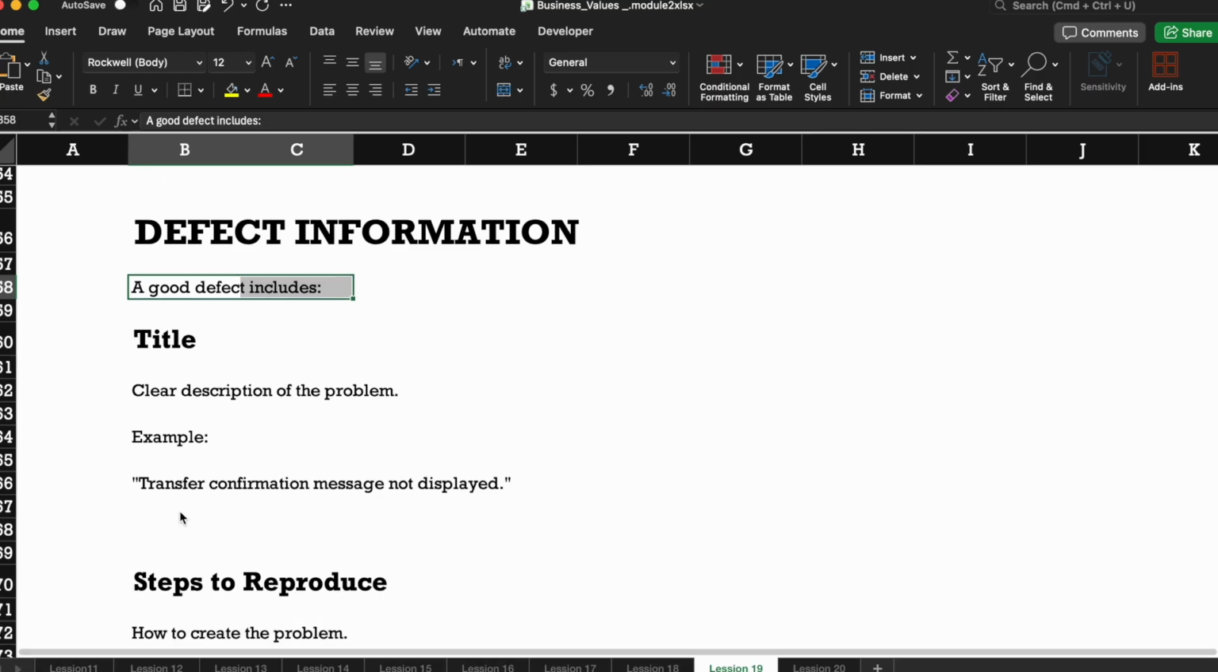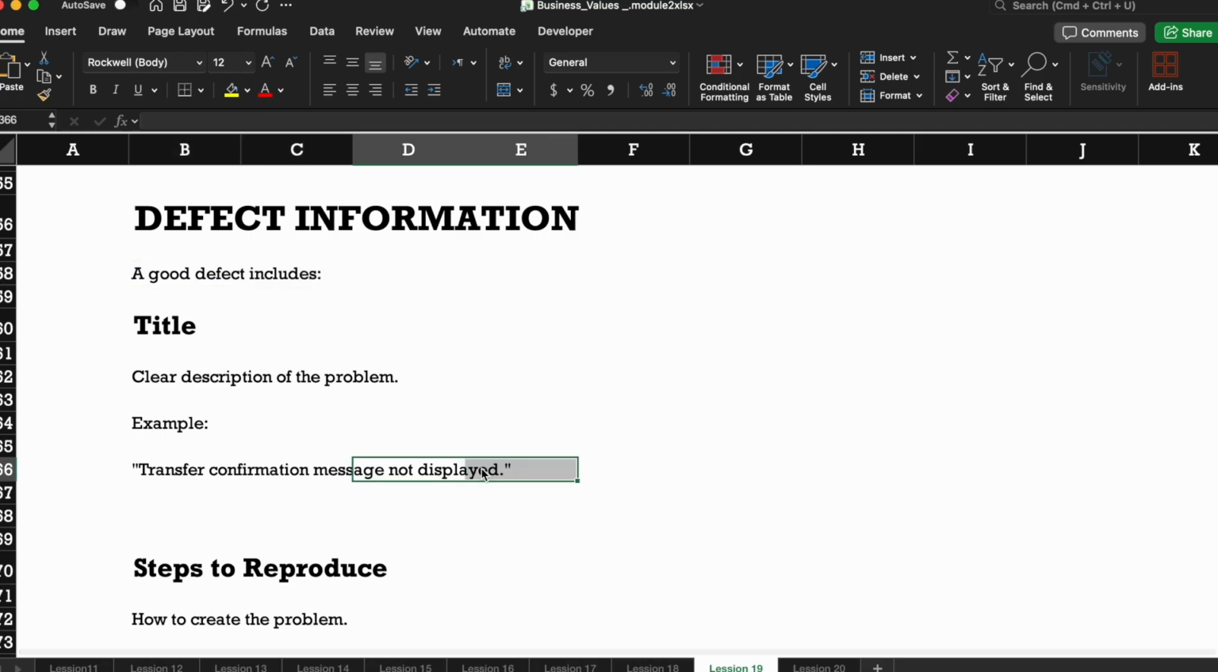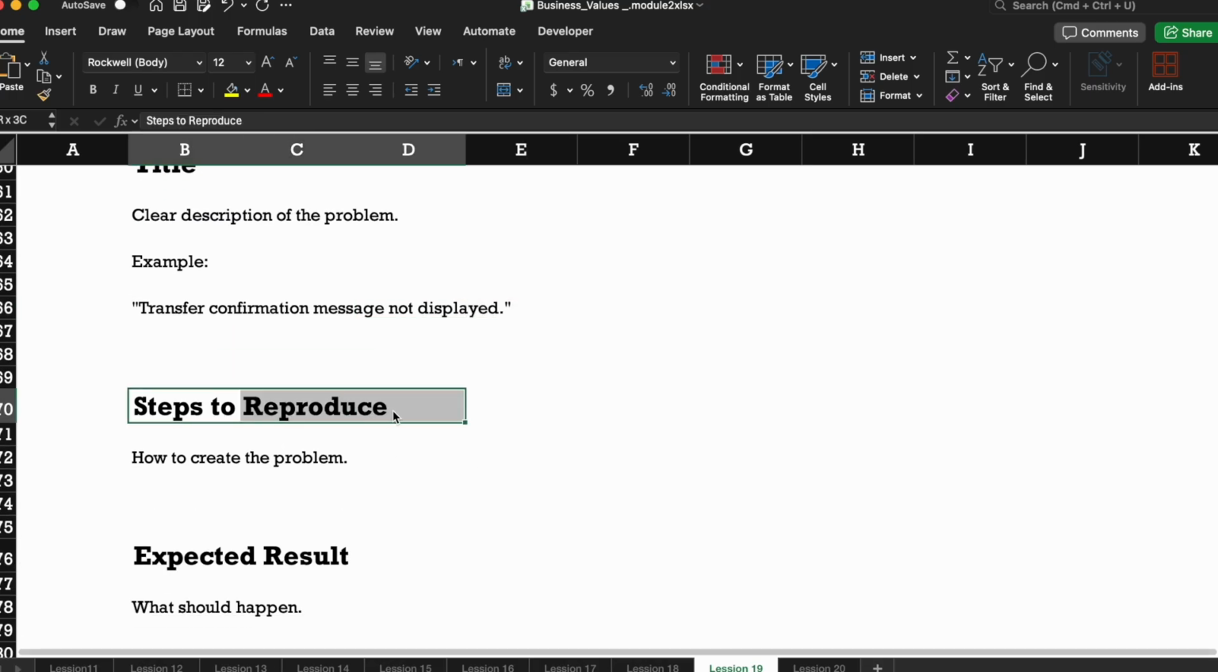So, for example, transfer confirmation message not displayed. Then the steps to reproduce. You have to give the steps to reproduce, very important. Otherwise the person who is going to address it, going to take a look, doesn't know, and has to connect with you, right? So please include the steps to reproduce.